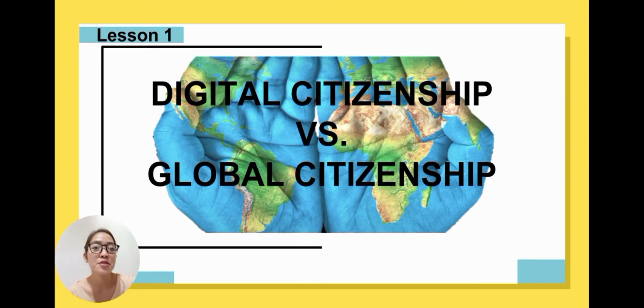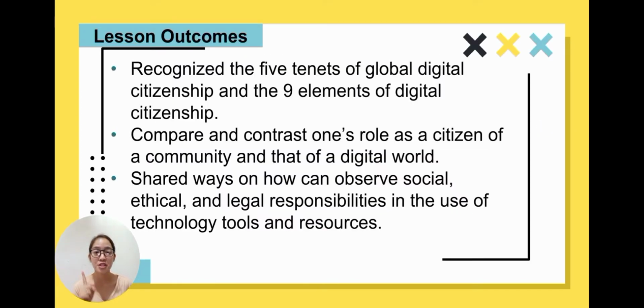Lesson 1. So, the lesson outcomes are, the first one is recognize the 5 tenets of global digital citizenship and the 9 elements of digital citizenship. The second one, compare and contrast one's role as a citizen of a community and that of a digital world. Third one is share ways on how to observe social, ethical, and legal responsibility in the use of technology tools and resources. So those are the lesson outcomes from this Module 7, Lesson 1.